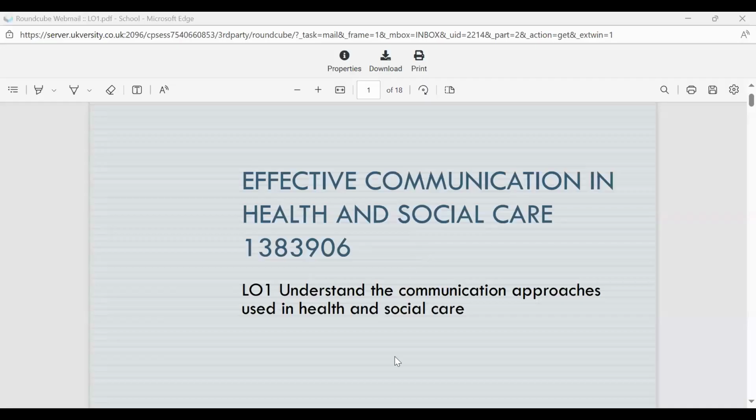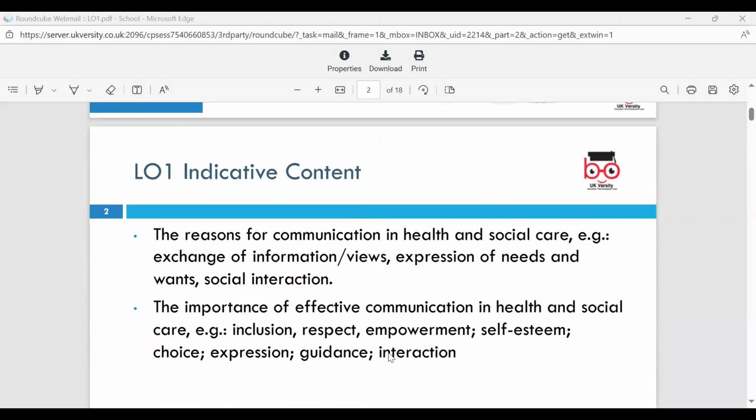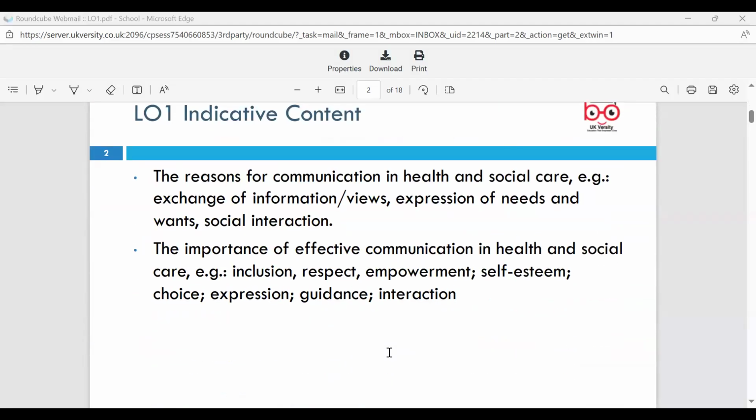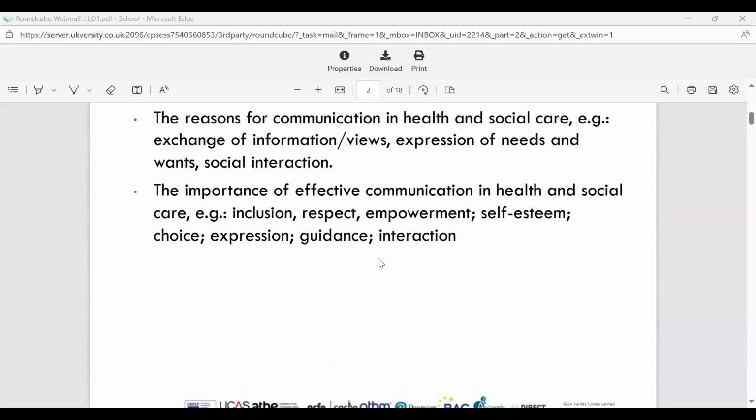The first session, like I said, is learning outcome 1, which is to understand the communication approaches used in health and social care. The indicative content we'll be looking at is the reasons for communication in health and social care, for example, expression of your needs and wants, social interaction, and the importance of effective communication. When you talk about communication, what is the first thing that comes to mind for anyone? Why is communication so important in any setting, not just health and social care?